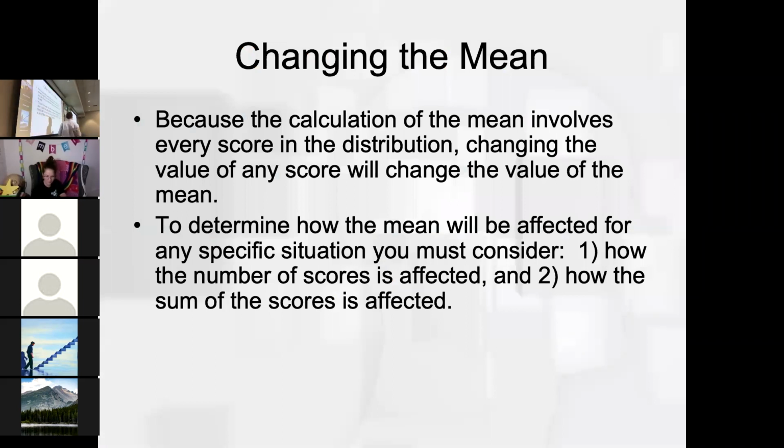Because the calculation of the mean involves every single score in that distribution, changing the value of any score is going to change that mean value. To determine how the mean will be affected for any specific situation, you have to first figure out the number of scores. How many of those are affected? How the number itself is affected? And then how the sum of all of those scores is affected.